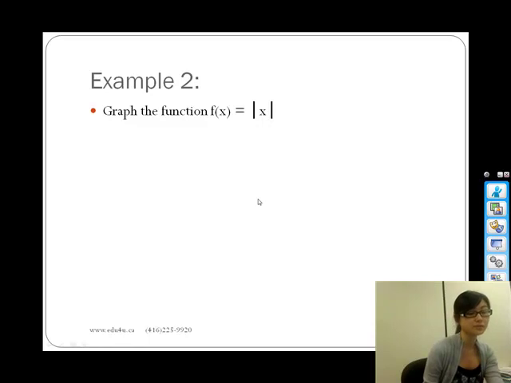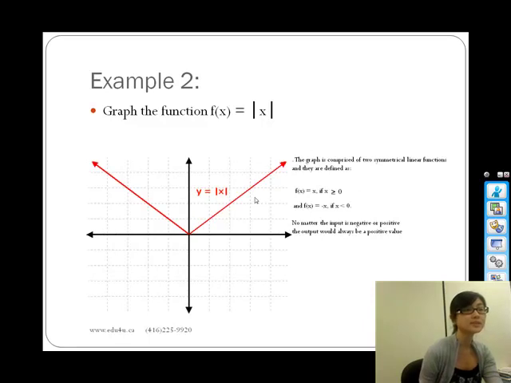If you're confused, we can graph this as a graph of f of x equals the absolute value of x. You can see that the graph is comprised of two symmetrical linear functions, and they are f of x equals x if x is bigger or equal to 0, and that would be the graph on the first quadrant right here. And f of x equals negative x if x is less than 0, and that would be the graph right here in the second quadrant.